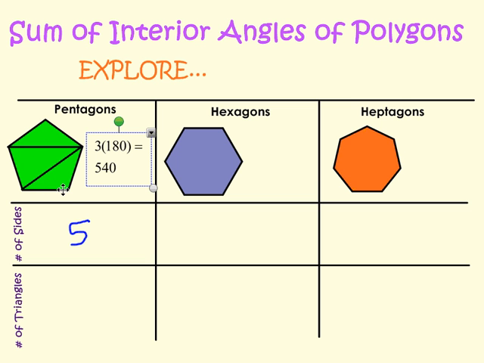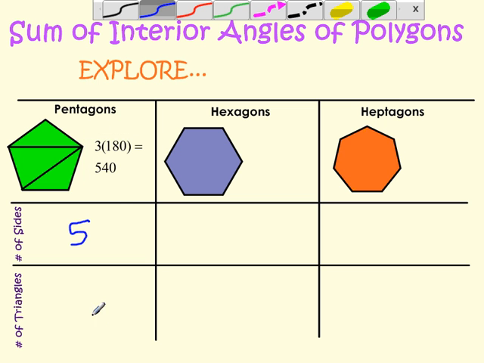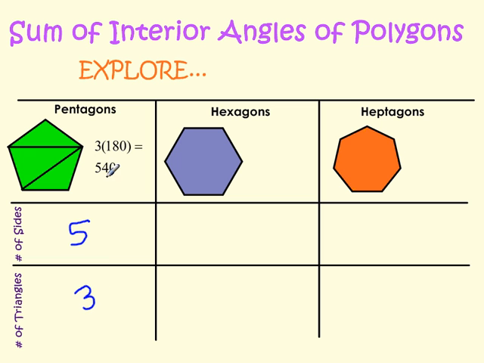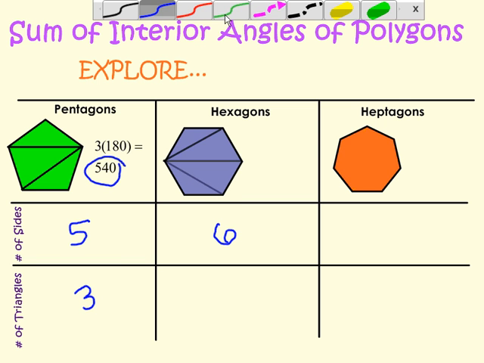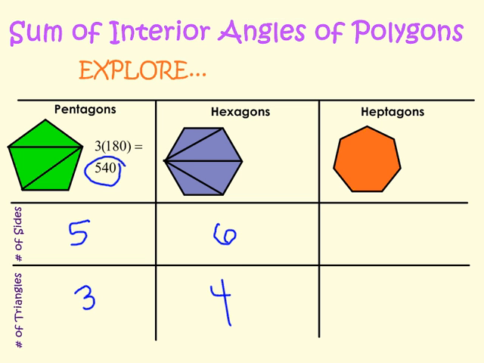And each of these triangles is going to have a sum of 180 degrees, which means the total sum is going to be 540. So the number of triangles we were able to form was 3, and the sum was 540 degrees. A hexagon has 6 sides, and we're able to form 4 triangles in this hexagon. So if we wanted to find the sum of the interior angles, we would take 180 plus 180 plus 180 plus 180, or 4 times 180, and find that the sum is going to be 720 degrees.